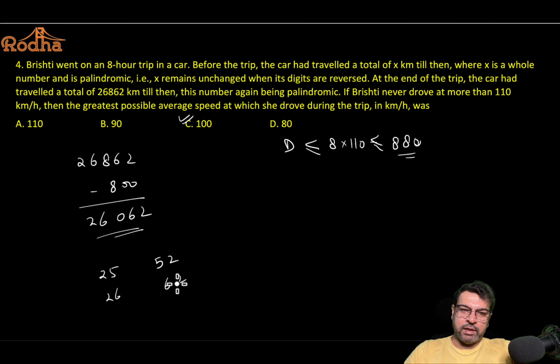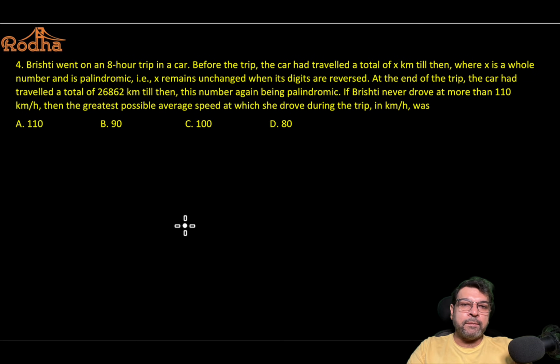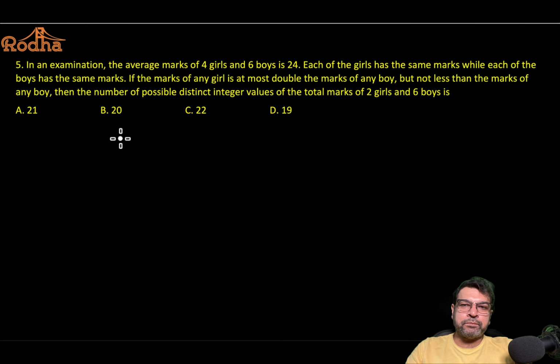So from here also it is clear that if you want this 62, obviously this has to be either 8, which can't be because it is there, so it has to be 0 only. Correct? That gives you the answer as 26062 and speed as 100 km/h. Correct? Okay. It looks difficult but is actually an easy question because of the options. That's your fourth question. Let's come to the fifth.